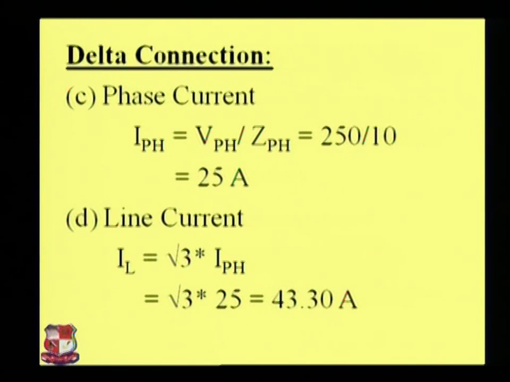So we found the value of IPH. So 25 times root 3, where 1 by root 3 is near about 0.577. You put in the value and you get IL equals 43.30 ampere. So step by step you just find out the values of IL, IPH, then cos phi, then ZL.